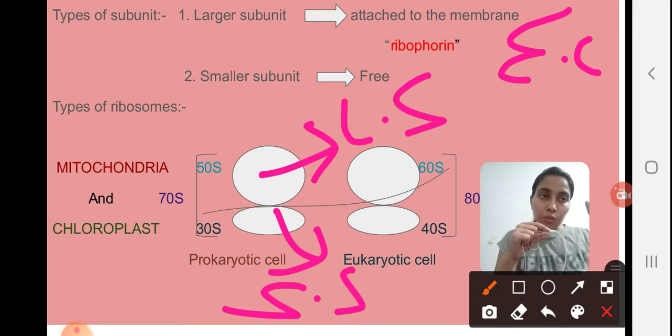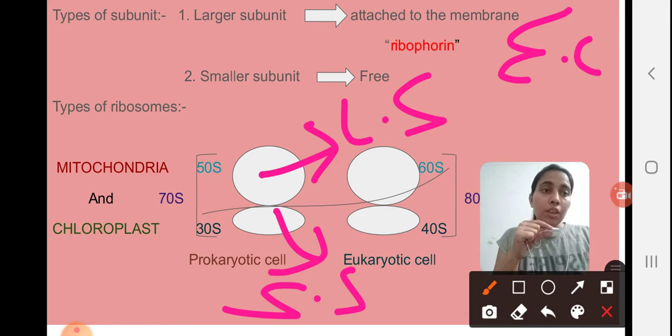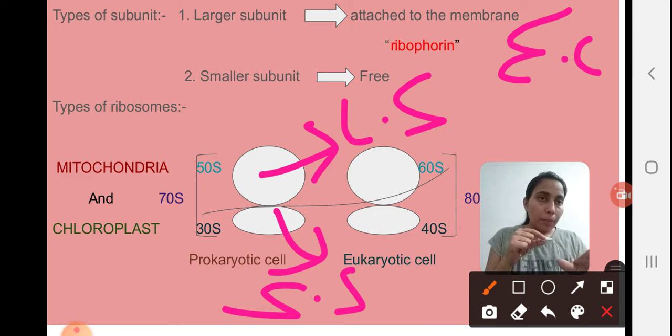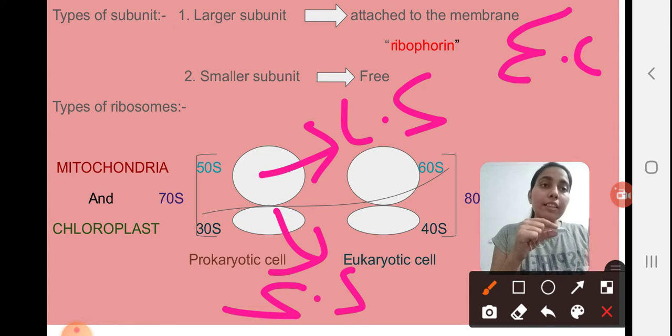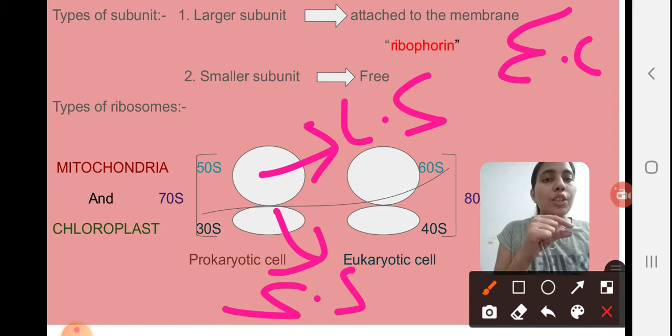Clear? So there are basically two sites. The larger subunit is found on the membrane of the organelle, that would be the endoplasmic reticulum and the nuclear membrane. And the smaller subunit is in free state. It is found in the cytoplasm of both prokaryotic cell as well as eukaryotic.